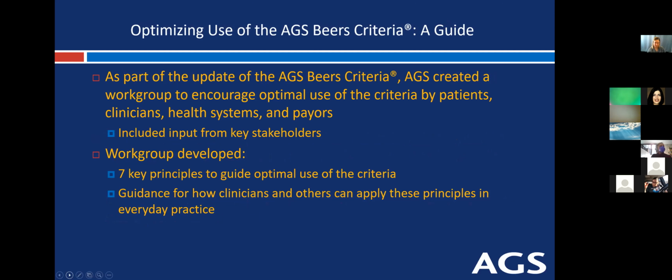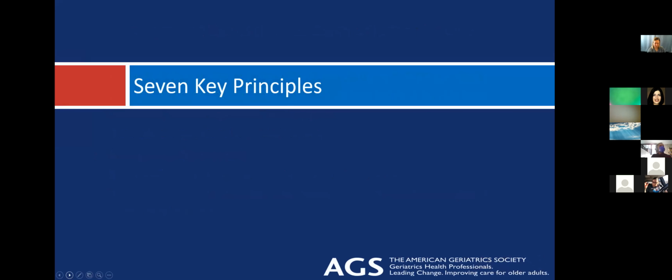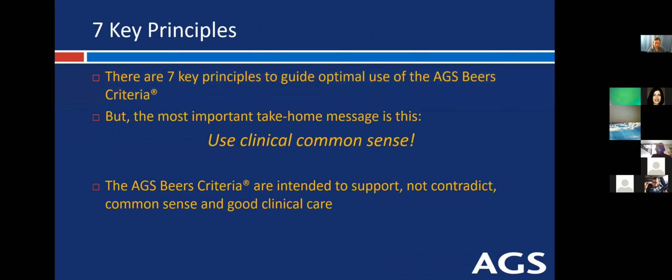So these criteria were created as part of a work group, and the work group ended up developing 7 key principles. And these key principles help to guide how we use these criteria in our practices. So we're going to go through the 7 key principles that the work group identified. Again, the most important take-home message they have is to use clinical common sense. So they're intended to support and not contradict common sense and good clinical care.